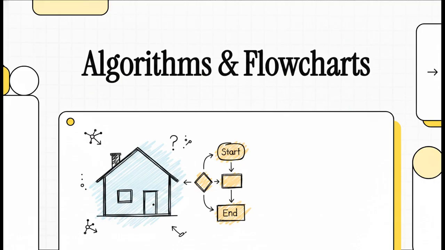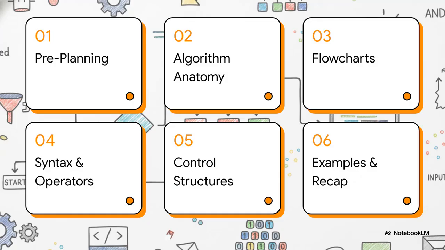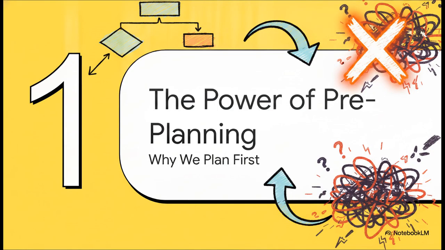By the end of this explainer, we're going to unlock the true power of algorithms and flowcharts so you can tackle any problem with crystal clarity. Okay, let's dive into our roadmap for today. First up, the power of pre-planning. Then algorithm anatomy, followed by the visual blueprint. After that, we'll hit syntax and operators, core control structures, and we'll wrap it all up with some applied examples and a solid recap.